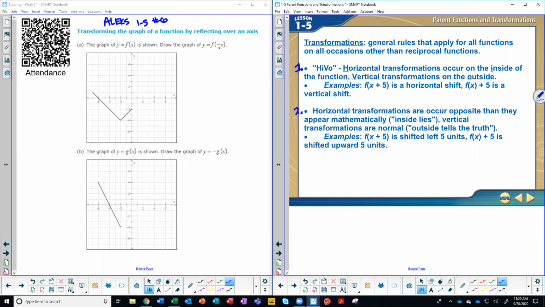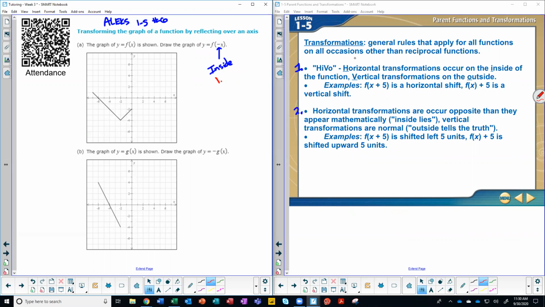So I'll ask the question, that negative right there, is that on the inside or the outside? Inside. Okay, so it's inside, which means, according to rule number 1, if it's inside, is it horizontal or vertical? Vertical. And that's incorrect, because if you look over here, inside goes with the H. Horizontal is inside, vertical is outside. So that's actually incorrect. It's not vertical. So try again.